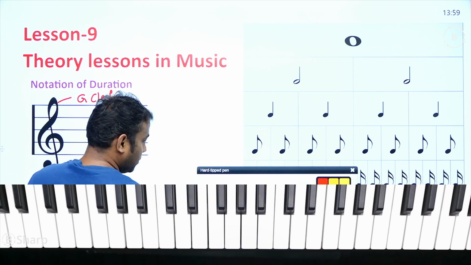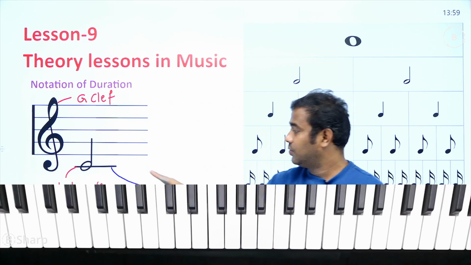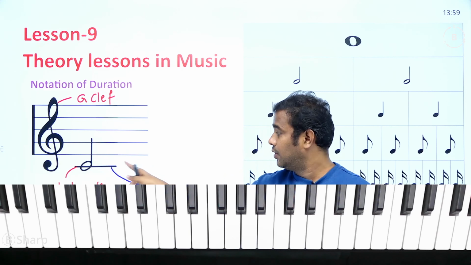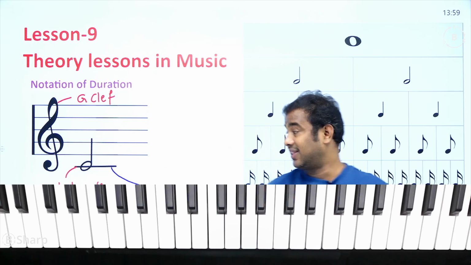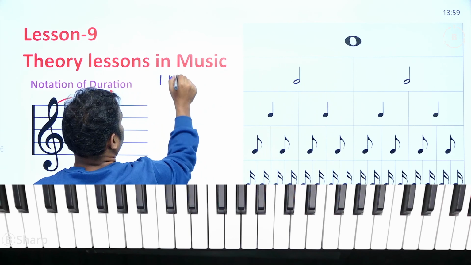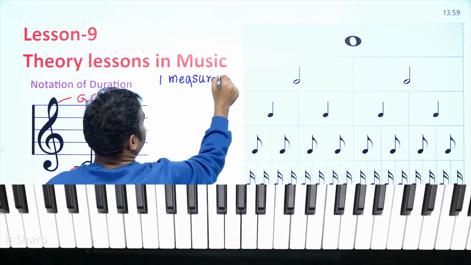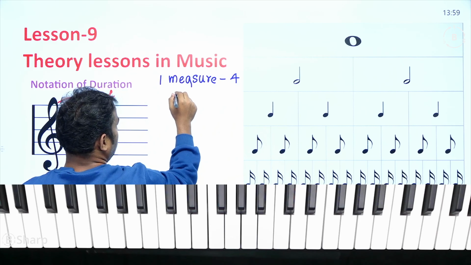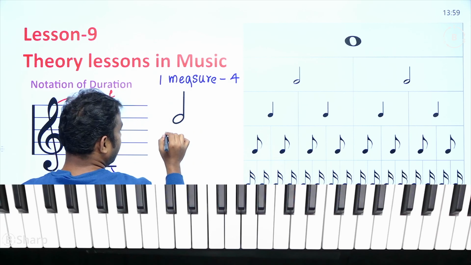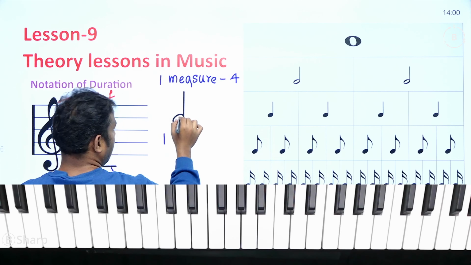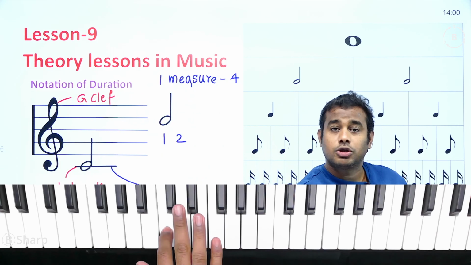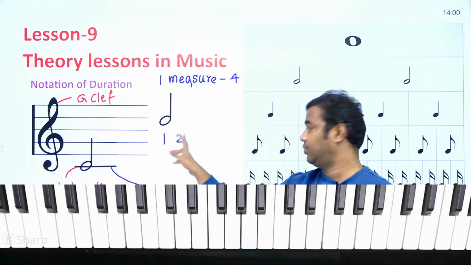Now our intention is to play this. If you observe this type of symbol on a G clef, remember that you have to play this C like this. The total beats for one measure, for example, are 4. So if I use this symbol, I have to play for 2 counts. For the first count I'll be playing 1, 2, and then I have to release it.